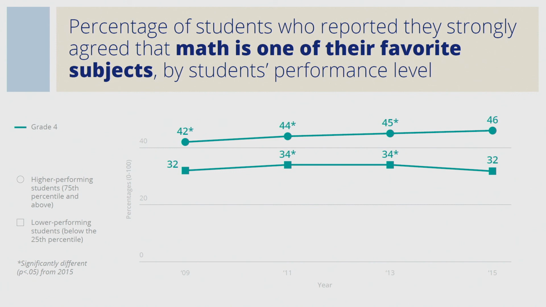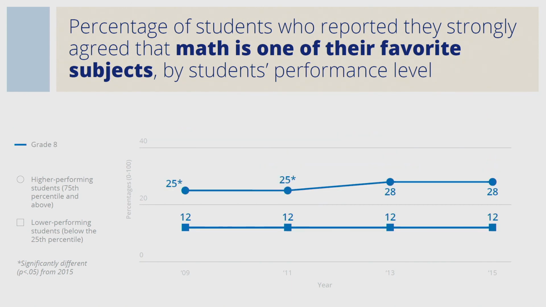Another thing that you're going to notice, as indicated by these asterisks, is that the proportion of higher performing students that say they like math as one of their favorite subjects is increasing over time, while the proportion of lower achieving students is not really changing over time. And we see this pattern across the grades. So if we go to grade 8, we'll notice kind of the same pattern, where 25% of higher performing students reported that math was their favorite subject in 2009, and that proportion is increasing over time to 28%. While for lower achieving students, that proportion isn't changing over time.